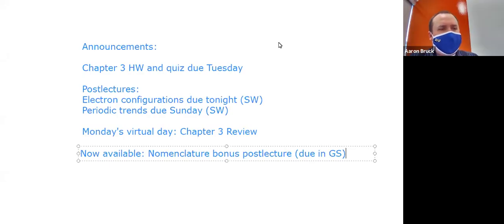As far as announcements are concerned, first and foremost, we're going to be nearing the end of chapter 3 today. We might have a little bit as far as periodic trends to cover in Monday's lecture, but we're going to cover the primary trend today at minimum, which is atomic size. And most of the other periodic trends that exist can be derived from atomic size.